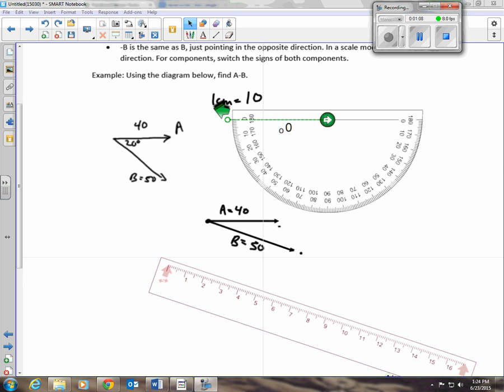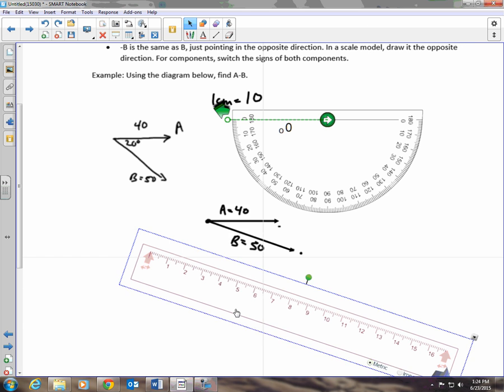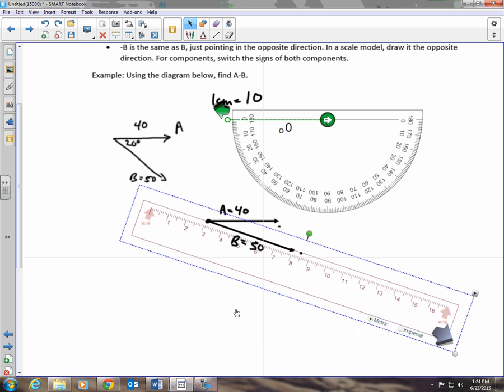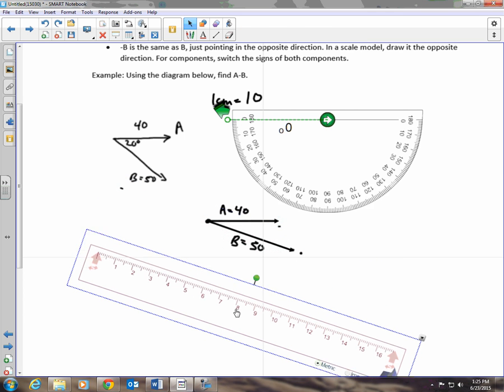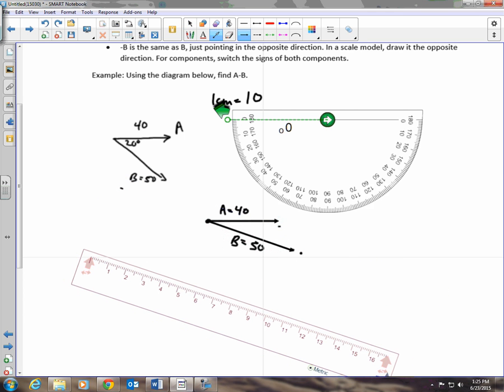But I don't want to do A plus B. I want to do A minus B. So I don't really need B here. I need negative B. So what I set up above was it just has to point back in the opposite direction. So I'm going to draw negative B pointing back the other way. That is going to look like this. And there is negative b back in the opposite direction.